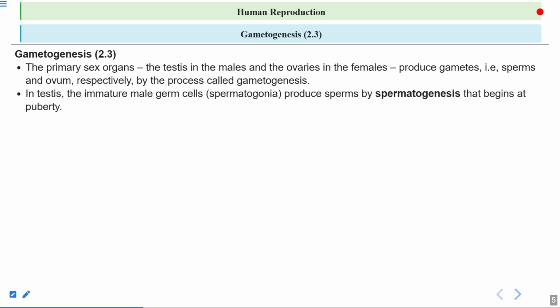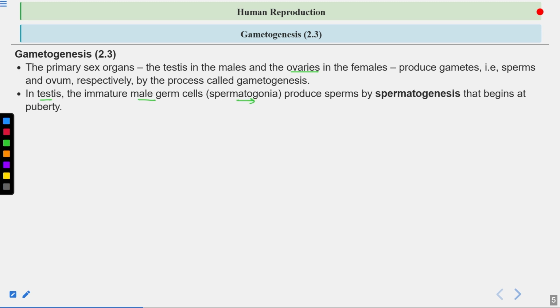So in females, the ovaries are the primary sex organs. The ovaries are also involved in the production of the female gamete, which is the egg, and they also secrete hormones such as estrogen and progesterone. Then in the testes, there are the immature male germ cells known as spermatogonia.